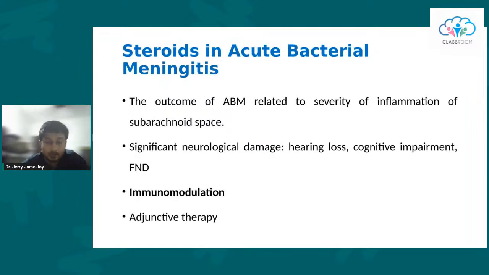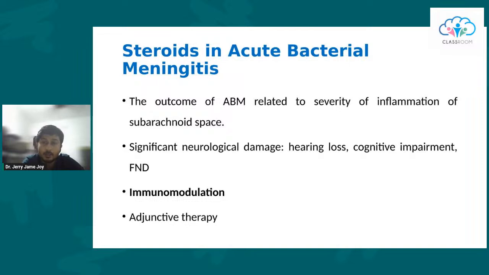So next is the role of steroids in acute bacterial meningitis. Studies have shown that the extent of inflammation of the meninges and the subarachnoid space is related to the outcome with bacterial meningitis. Though antibiotic therapy treats the bacterial meningitis, it is associated with significant neurological damage, like hearing loss, cognitive impairment, or focal neurological deficit.